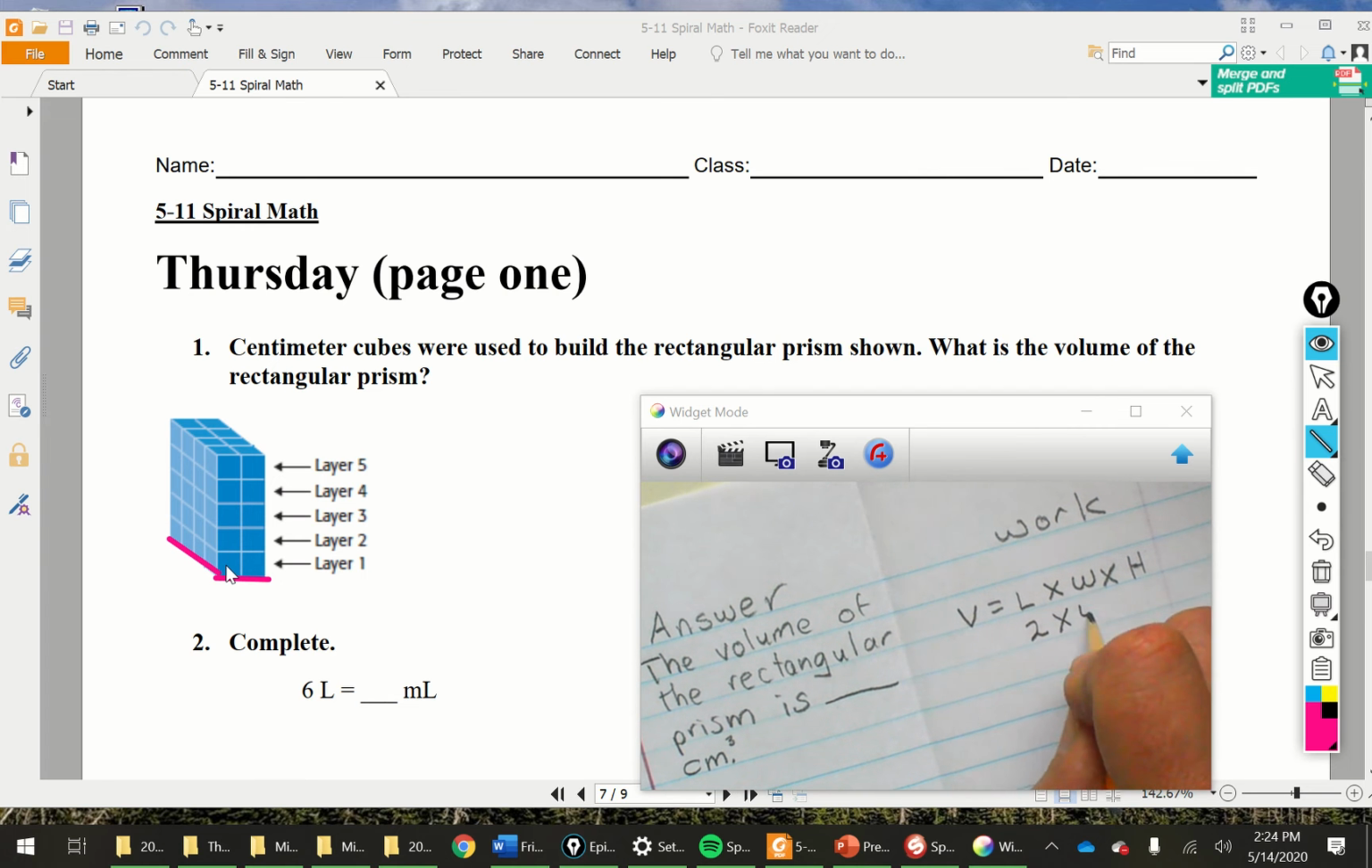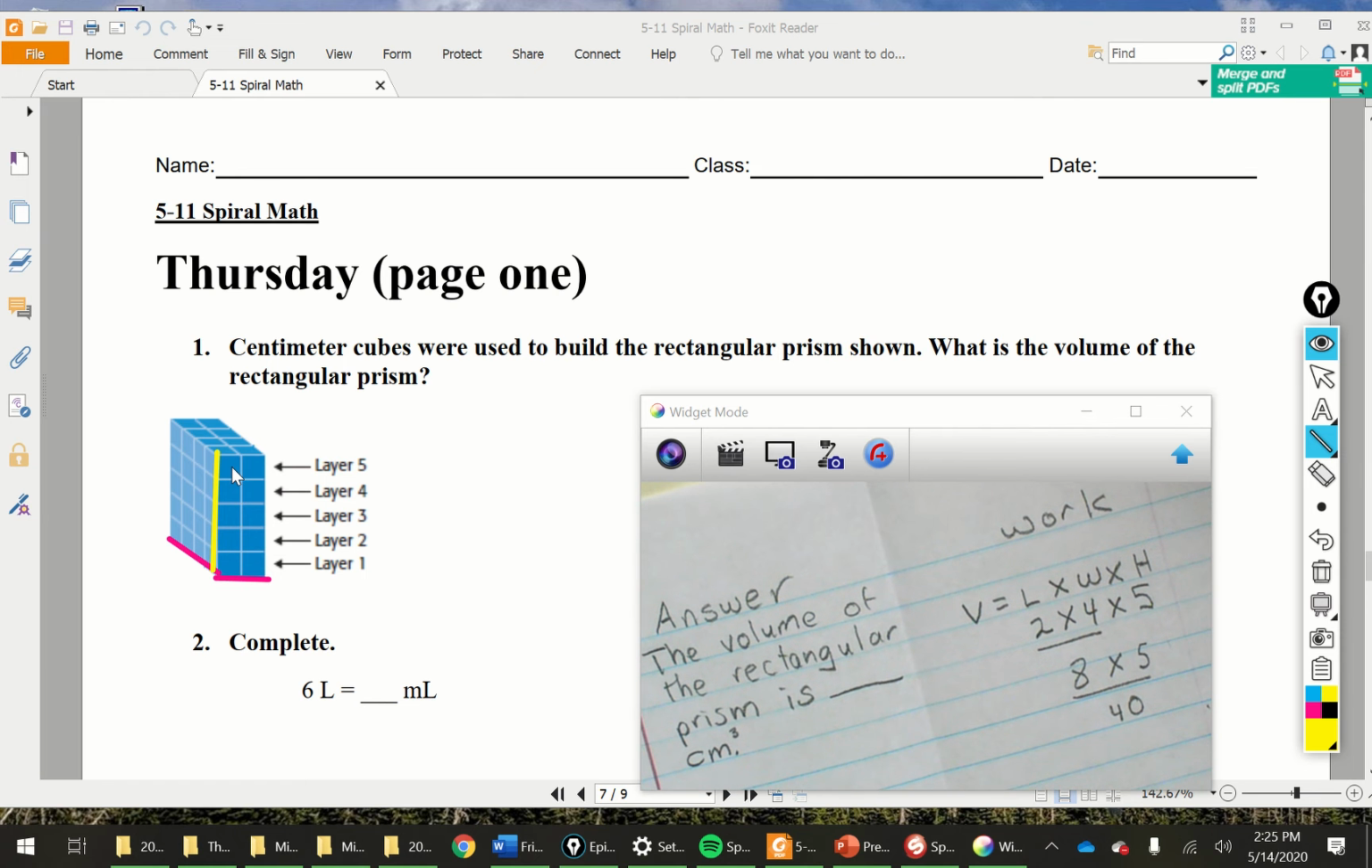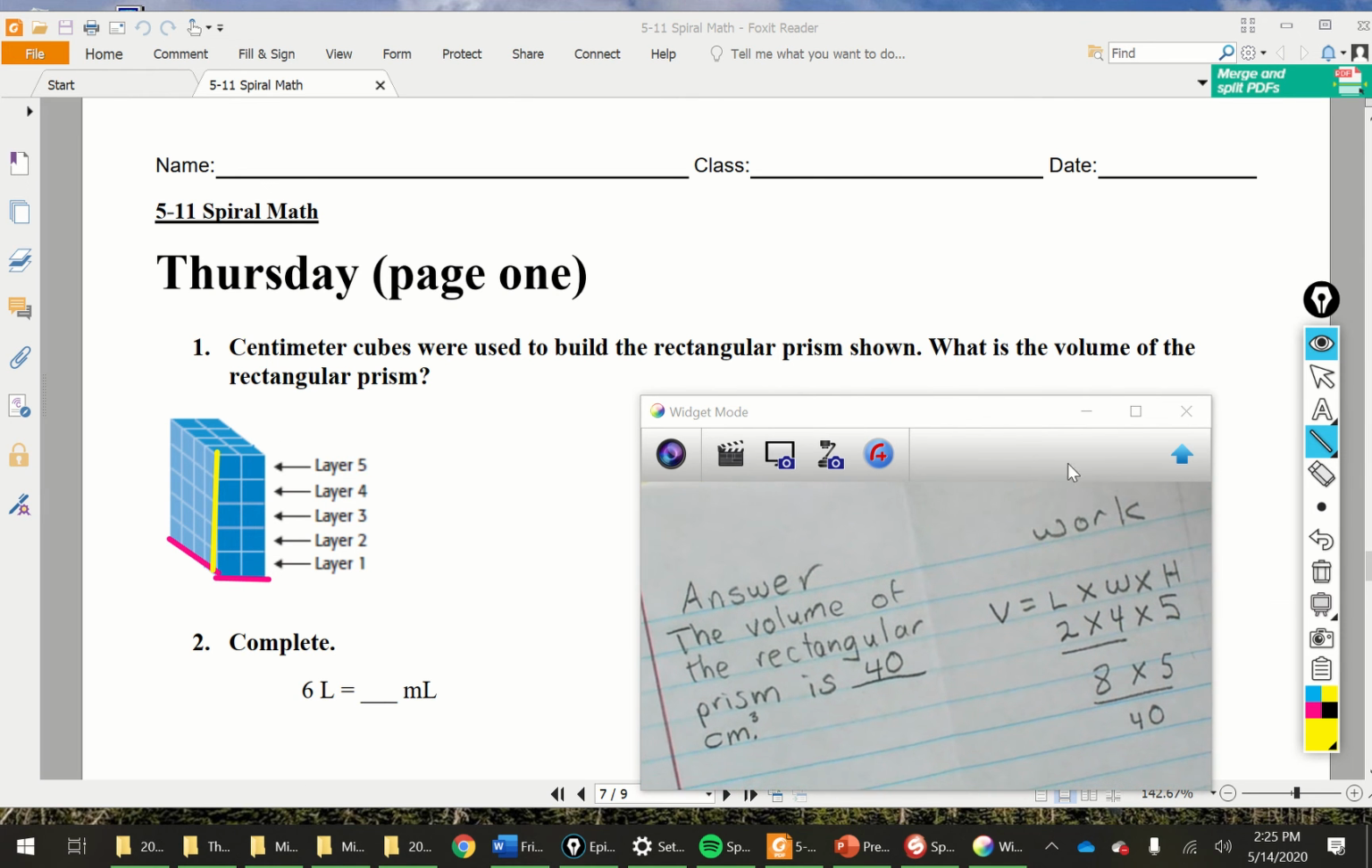So 2 times 4. And then I'm going to multiply by the height. The height is from the top to the bottom. 1, 2, 3, 4, 5. So from the top to the bottom, it's 5 centimeters. So the volume of this rectangular prism is found by multiplying length 2, width 4, and height of 5 centimeters to get the volume. So 2 times 4 is 8. And then I'll multiply by 5. And that ends up with 40. And I want to use the unit of measurement here as 40 cubic centimeters. And that's how we solve number 1.